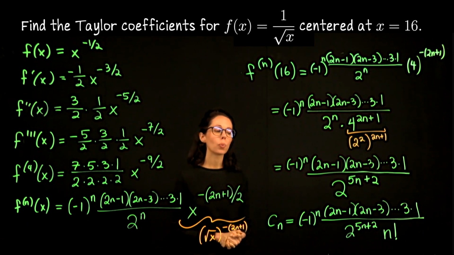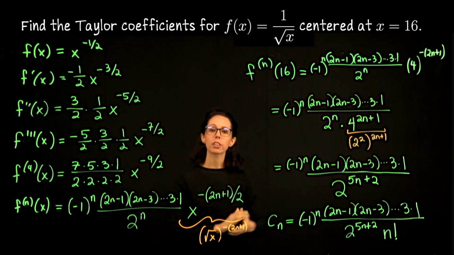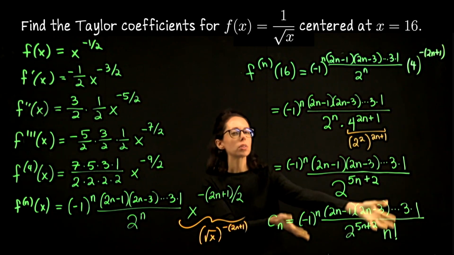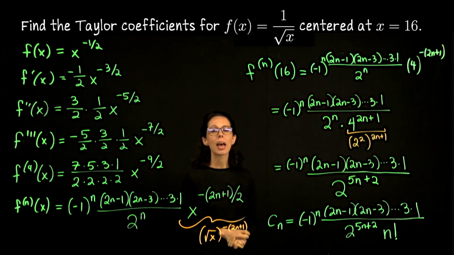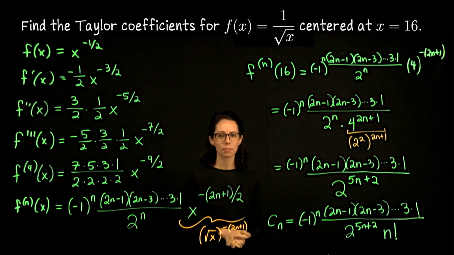On the next slide, we are going to write down the Taylor series for this function. We've got most of it here. The coefficient is most of the expression, but we'll put it in the series notation, and we will find the radius of convergence.